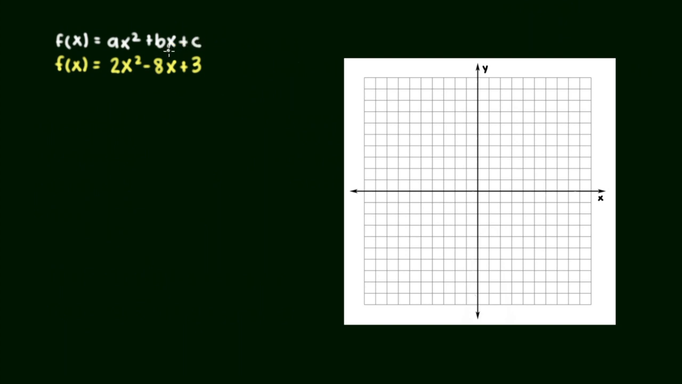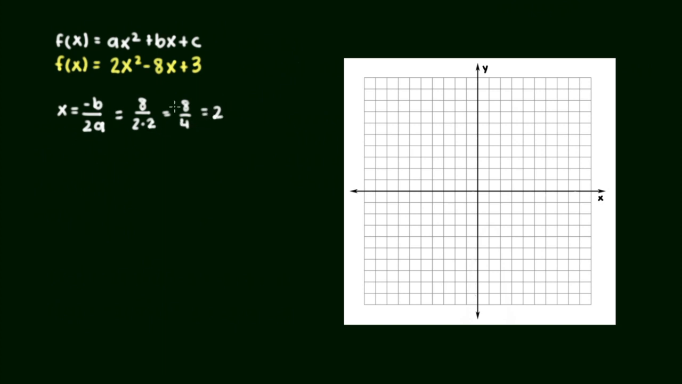And to find the vertex of any equation in standard form, we can start with finding the axis of symmetry using the equation x equals opposite b over 2a. So that will give us opposite b, or opposite of negative 8, which is 8 over 2 times 2. 8 over 4 is equal to 2.